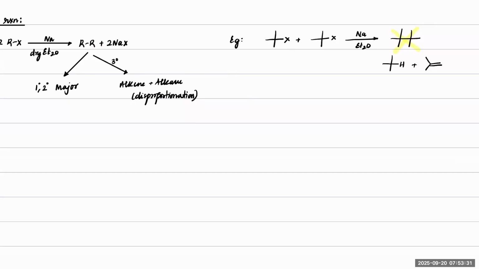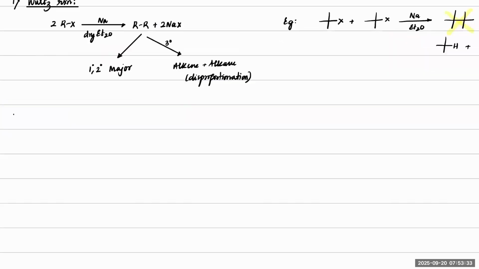Second, rate of reaction. Rate of reaction for the formation of Wurtz product will always be greater for alkyl iodide, then bromide, then chloride.